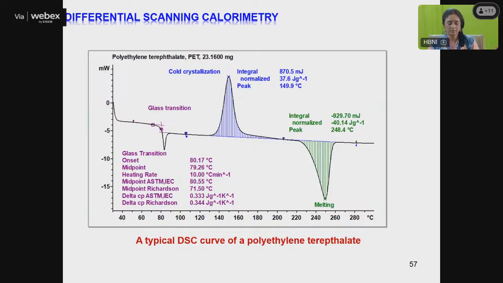Now this is the typical DSC curve of polyethylene terephthalate. You know PET. PET bottles you may be using at home, and some of your water bottles are also made up of PET, polyethylene terephthalate. So this is the typical DSC curve for that. According to this, the melting temperature is around 250 degrees centigrade.